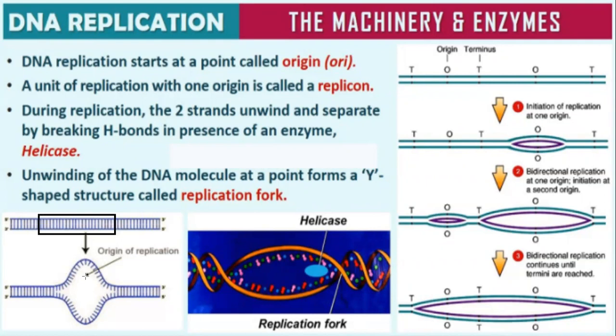On the origin of replication, the helicase enzyme acts, and this starts to unwind, breaking the hydrogen bonds and unwinding the two strands. So unwinding of this DNA molecule at some point forms a Y-shaped structure called the replication fork. If you look here, you can see a Y-shaped structure, right? A Y-shaped structure called the replication fork.